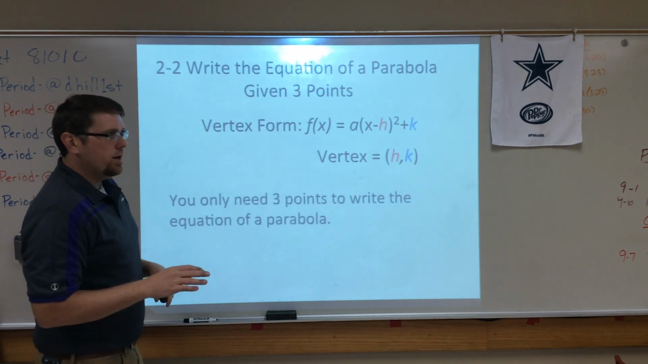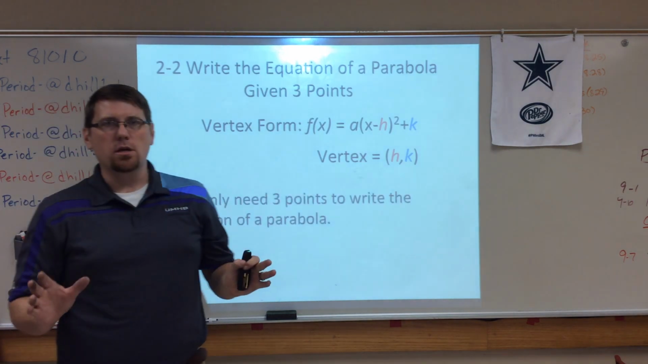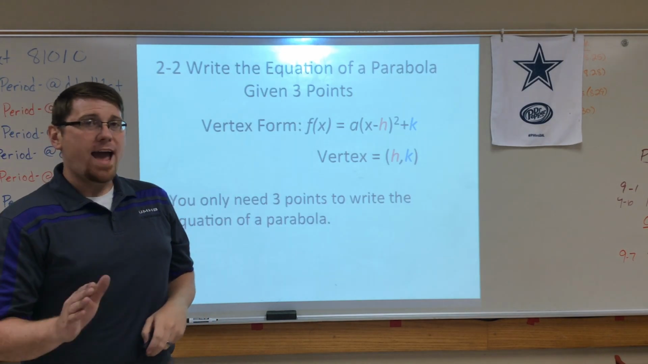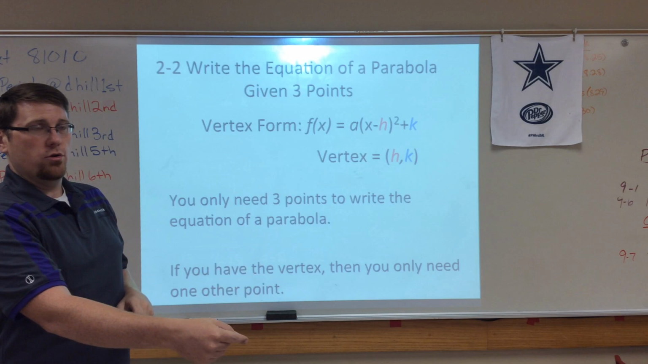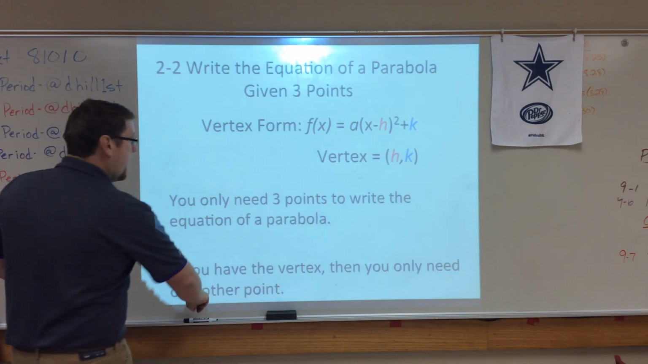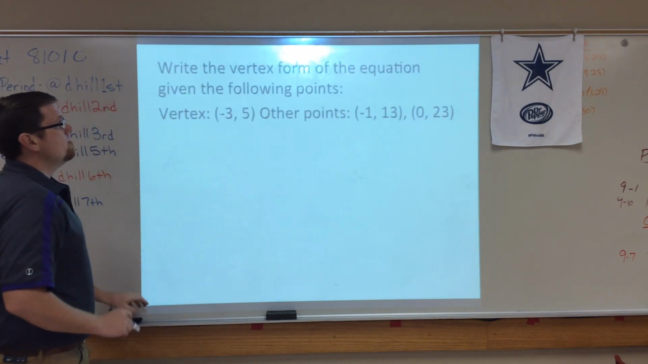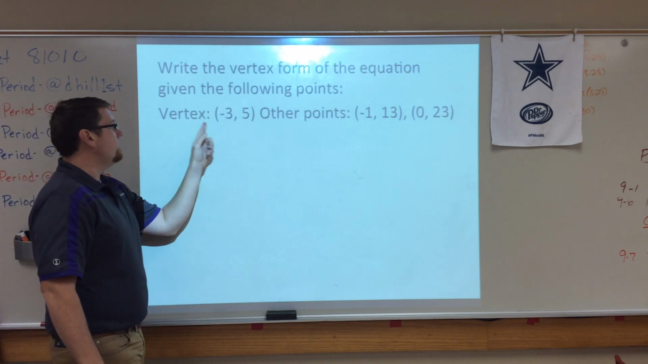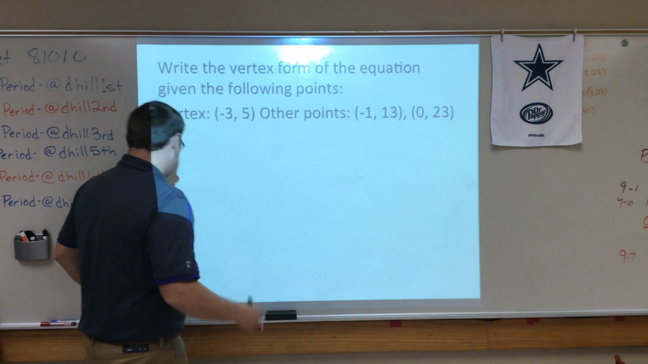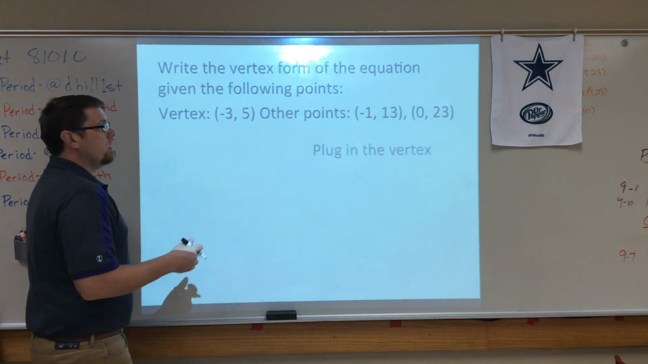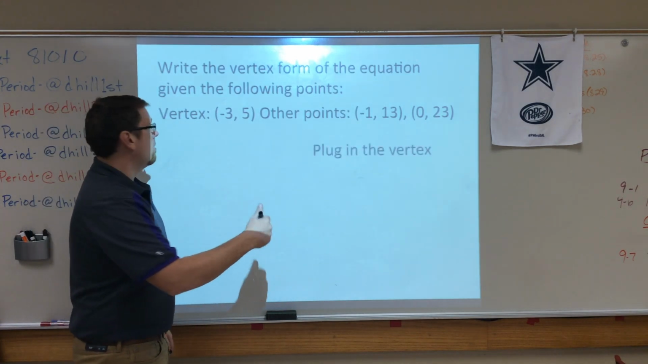So if we have 3 points, we can write the equation of any parabola. And in fact, if we know the vertex of the parabola, we only need one other point. So let's see how this works. In this example, we're given a vertex of (-3, 5), and then 2 other points. The first thing we want to do is plug in the vertex in our equation.